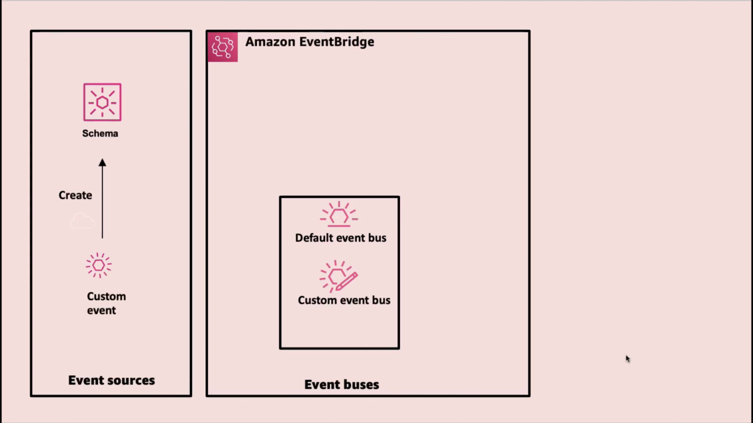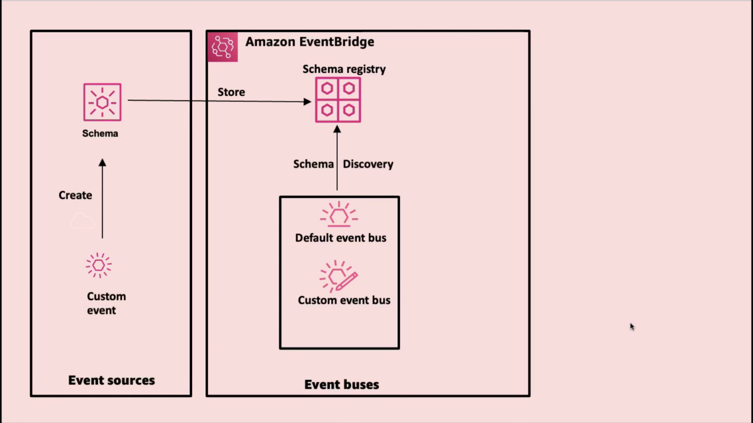So when the event bus by name orders is created, we also enable the schema discovery feature. We enable a schema for this bus. That means anytime an event is sent to this event bus, a schema is automatically generated and it will be stored into the schema registry. So it is completely automated. We do not have to update the schema registry. It is automatically generated.